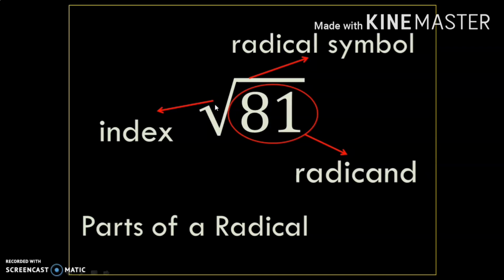Kapag hindi nakasulat yung index, yan ay automatically na 2 or square root. Kapag walang nakasulat, yan ay square root. Pero kapag may nakasulat dito 3, okay? So, yun ay cube root. Kapag 4, edi fourth root. So, ang index is kung ano yung nakasulat dito. Pag walang nakasulat, automatically, square root. At ang katumbas ng square root, index ay 2. Okay, so the index, the radical symbol, and the radicand. So they are the parts of a radical.